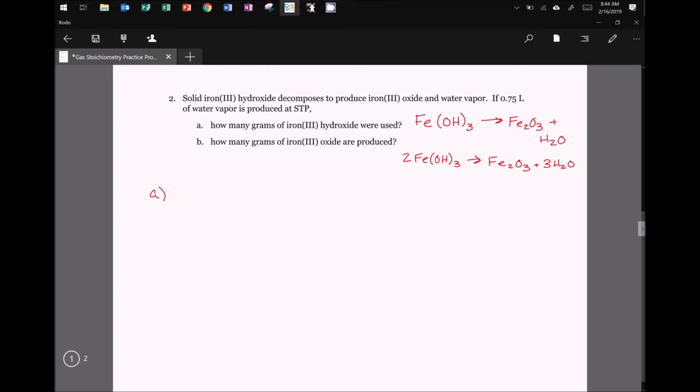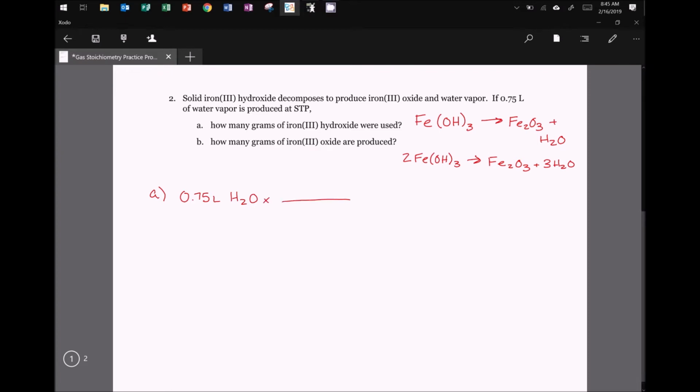And we're given that we have 0.75 liters of water vapor. So I'm going to start with that since that's what's given. So 0.75 liters of H2O. Now it's important to look at the question and see what it's asking for. It's asking for how many grams of iron hydroxide were used. So at some point we're going to have to convert to grams. So since we're in liters going to grams, we need to first convert our volume, our liters, to moles.